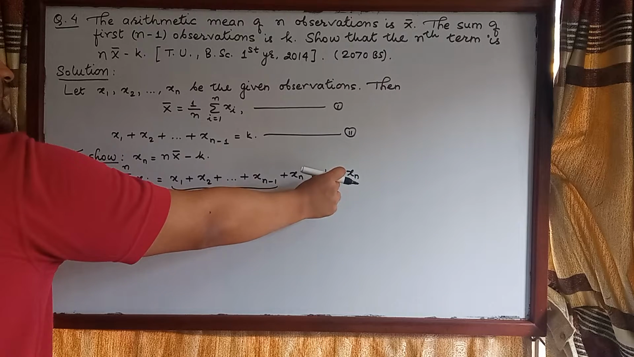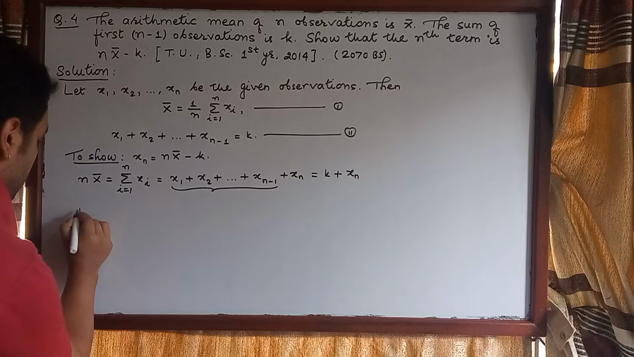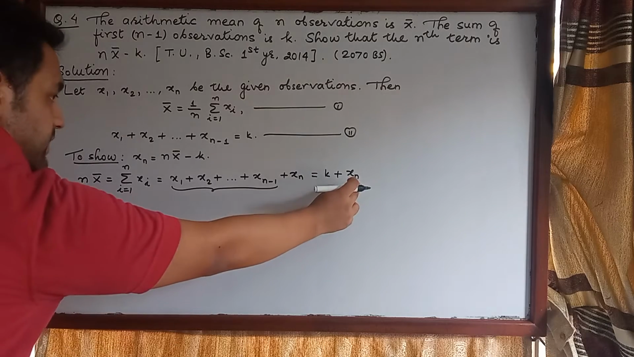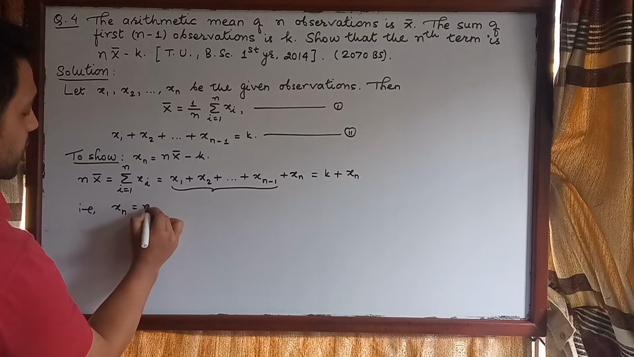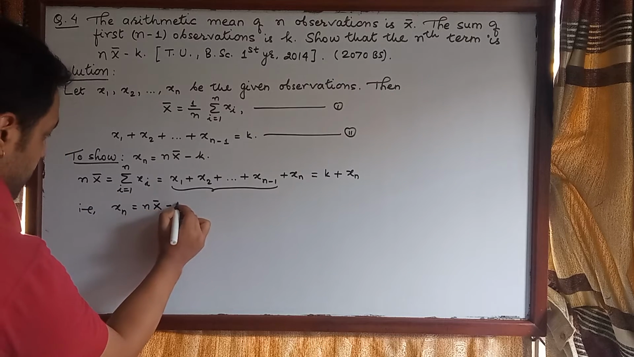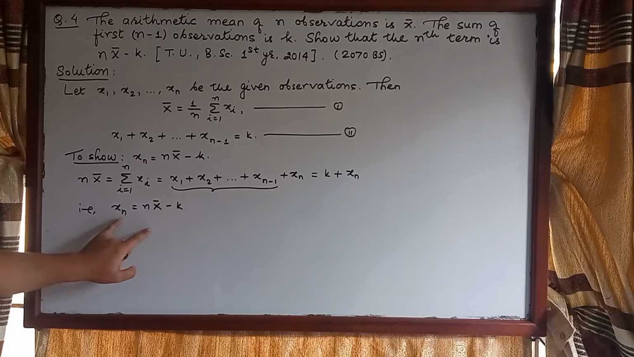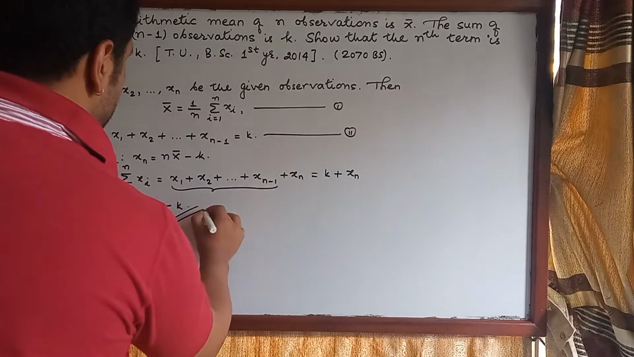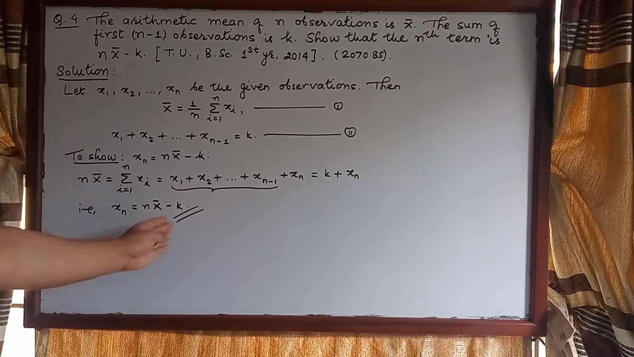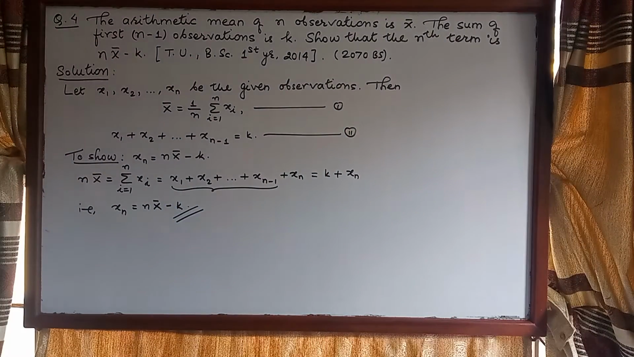Now, taking this k to this side, we will get xn on the right hand side and n x bar minus k on the left hand side, and we just interchanged the LHS and RHS. Okay, and this is what we were supposed to prove. So this is how we do it. Let's look at another question.